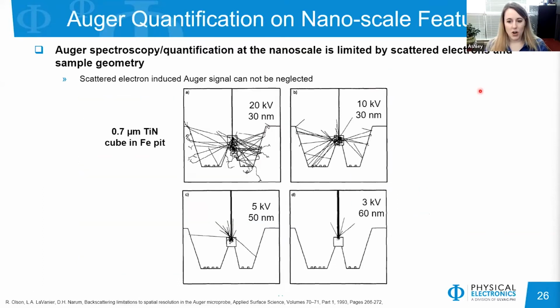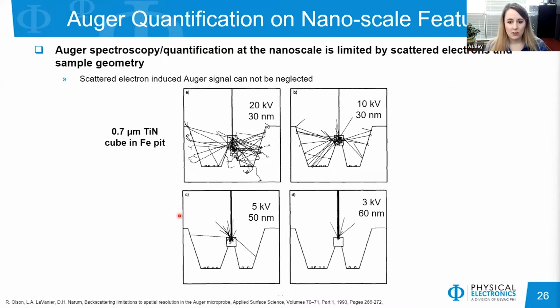However, what if you need to do spectroscopy in order to quantify the atomic concentration of nanoscale features? The story here becomes a little bit more complicated. So for quantification, scattering effects can greatly affect the accuracy.